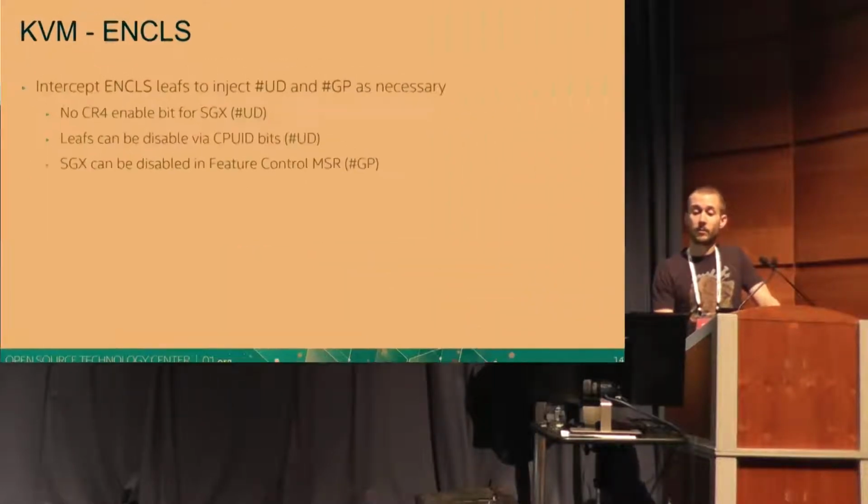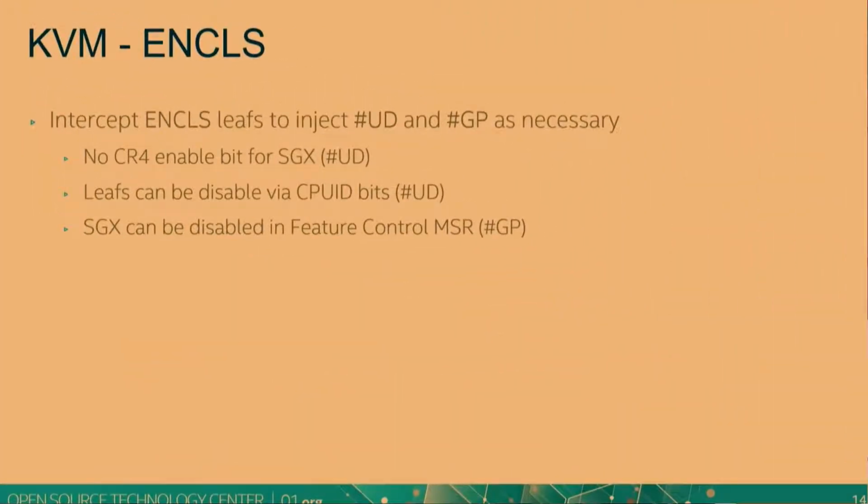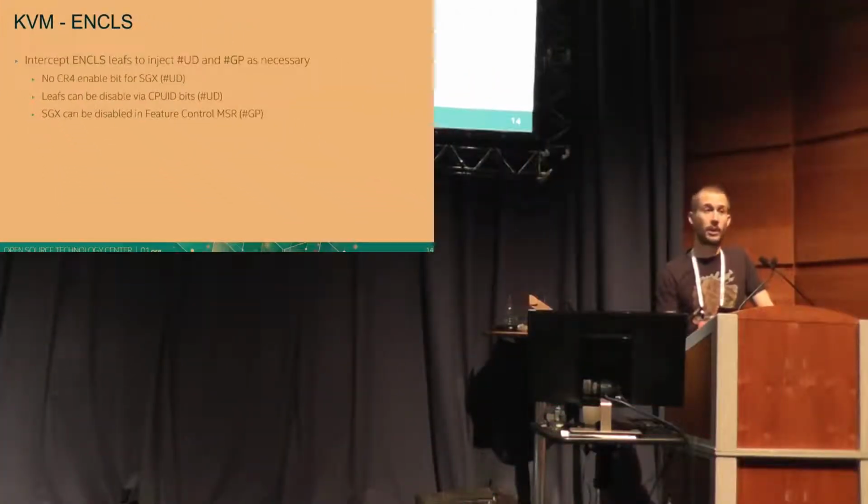For ENCLS, intercept the leafs as necessary to inject faults. There's no enable bit for SGX, largely because it has so many different leafs and there are multiple instruction sets depending on your hardware. So if SGX is enabled in the host, to prevent the guest from using it, you can't just toggle a CR4 bit. You have to actively intercept and inject faults. Leafs can be disabled via CPUID bits, so you have to trap to inject #UD, et cetera.